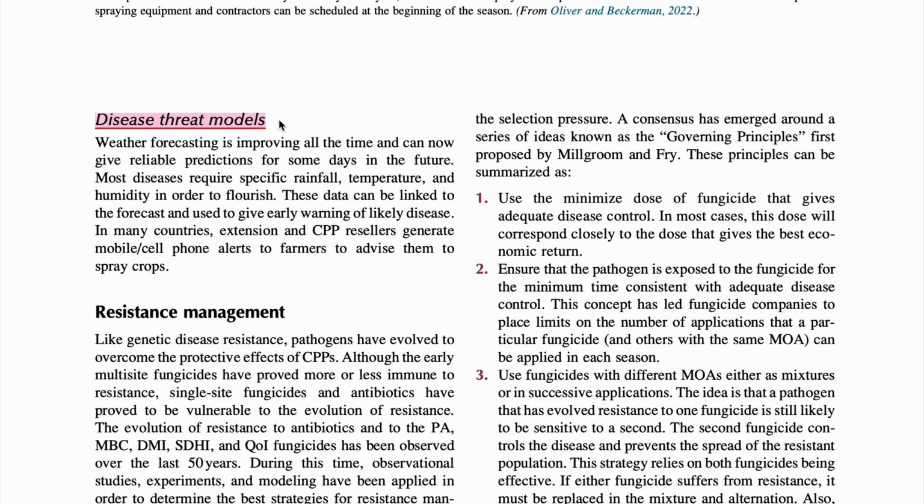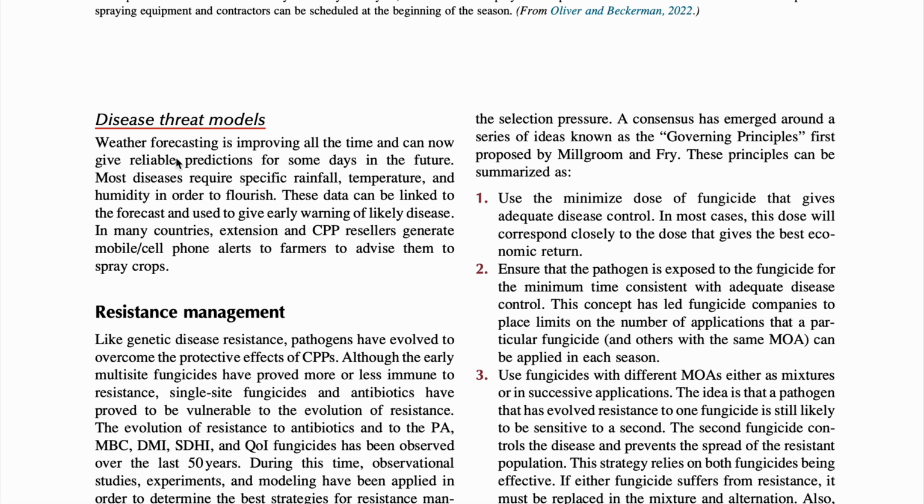Then disease threat models. Weather forecasting is improving all the time and can now give reliable predictions for some days in the future. Most diseases require specific rainfall, temperature and humidity in order to flourish. This data can be linked to the forecast and used to give early warning of likely disease. In many countries, extension and CPP resellers generate mobile or cell phone alerts to advise farmers.